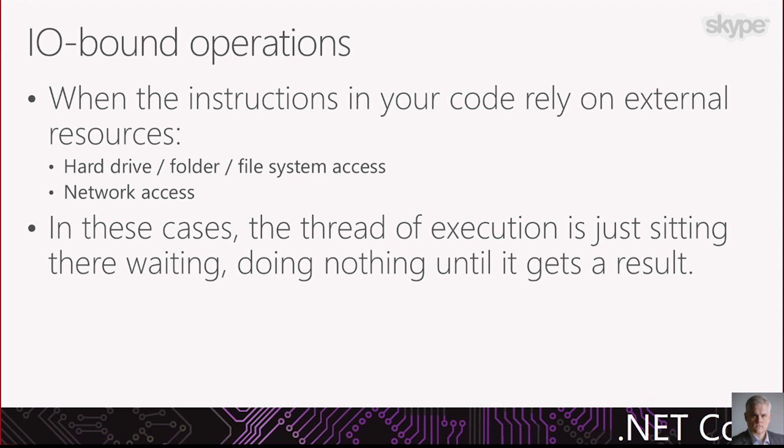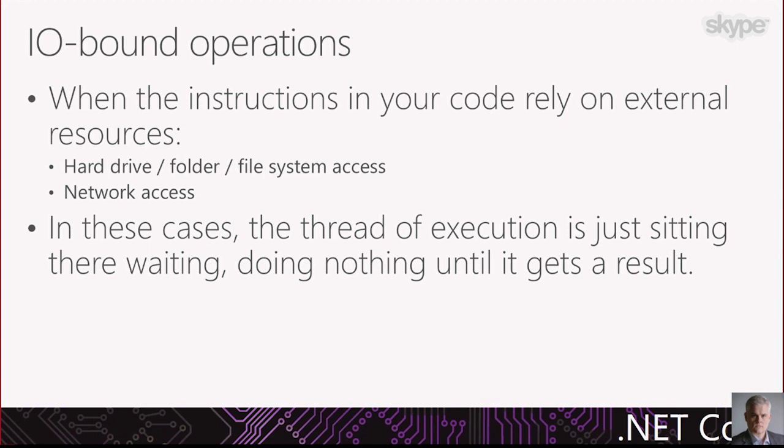So whenever your instructions in your code rely on some external resource, like the hard drive or network resource, internet resource, whatever the case might be, the CPU, what is it doing? It's just sitting there and it's waiting for the result of that operation. Now, in most cases, this means that it's waiting for a particular region of memory to be filled up with data, and then it can access that data through what's called a stream.